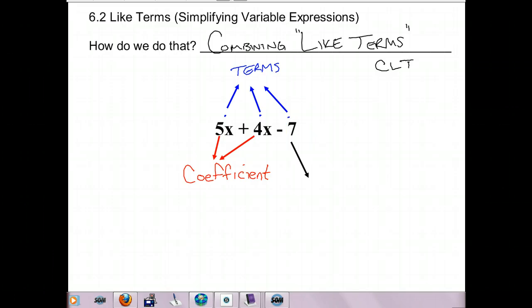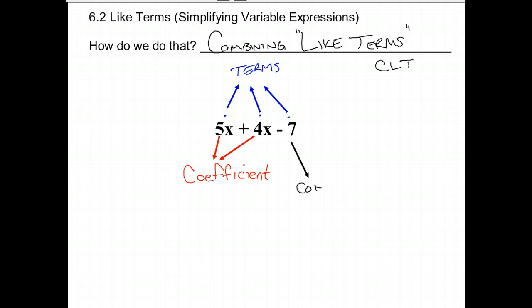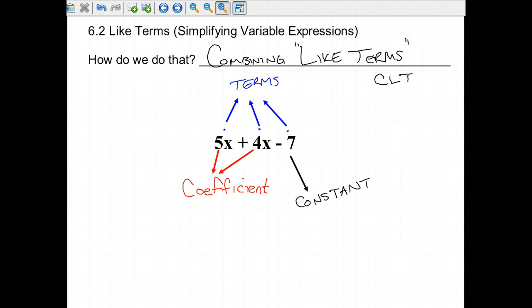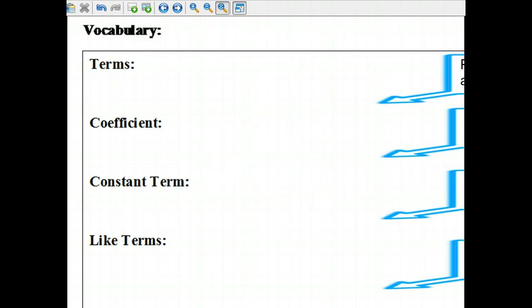And the last thing, the black arrow there, is for what's called the constant term. If anything is constant, that means it's remaining the same. It's not ever going to change. Since there's no x with it, there's no number we can plug in to change that number. It's always going to be minus 7. So that's why it's a constant term. So that negative 7.